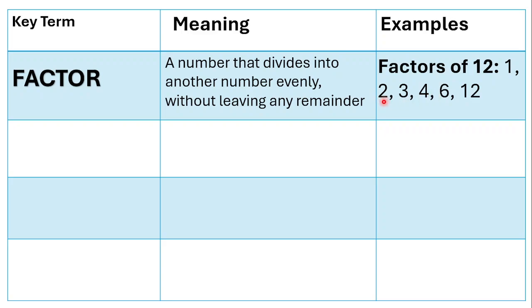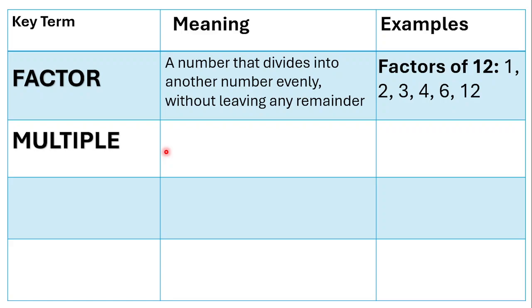Take, for example, 12 divided by 2. 12 divided by 2 is 6. That's a whole number. There's no remainder left over. And so that's how we know that 2 is a factor of 12. The same is true for all of these numbers. If we divide 12 by these numbers, our answer, our quotient, is a whole number. No remainder left over. It divides evenly.